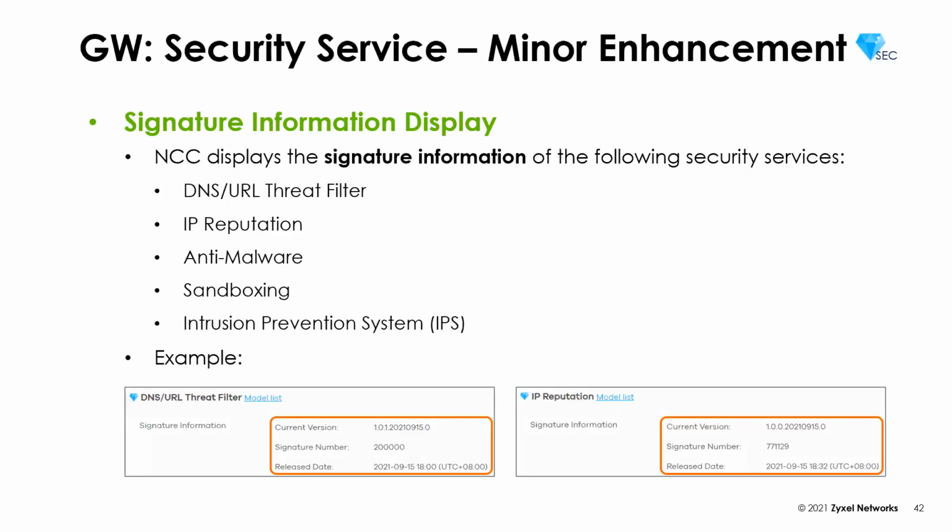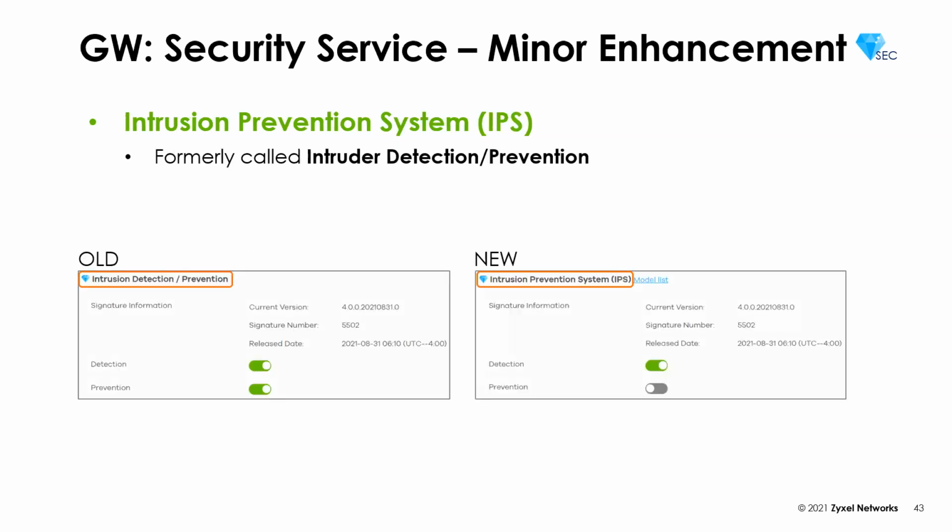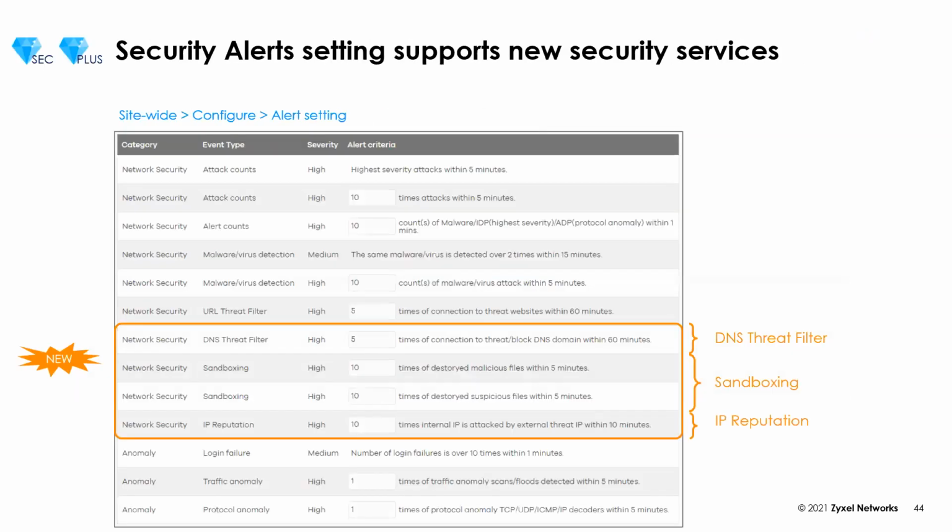So some other enhancements here for you: we have now added signature information for DNS and URL threat filters, the IP reputation filter, anti-malware, sandboxing, and intrusion prevention systems. You'll now be able to go in and see the signature number, when it was released, and the version number. Another one here is IDP, Intrusion Detection and Prevention, has been renamed to Intrusion Prevention Systems. And we've added additional security alerts to cover the new features that are made available with the ATP firewall gateways.